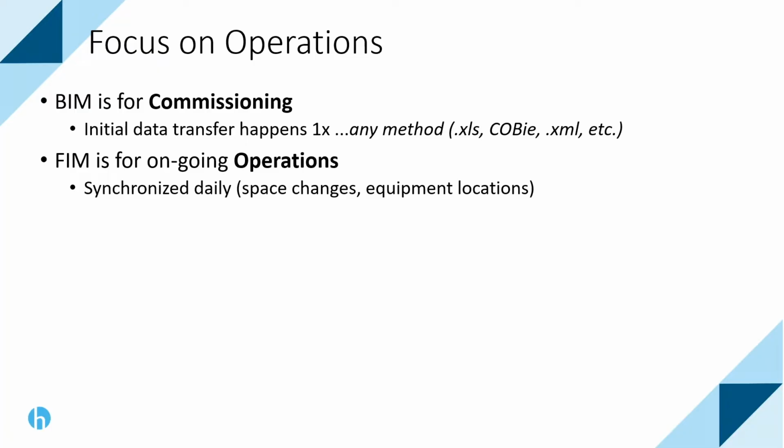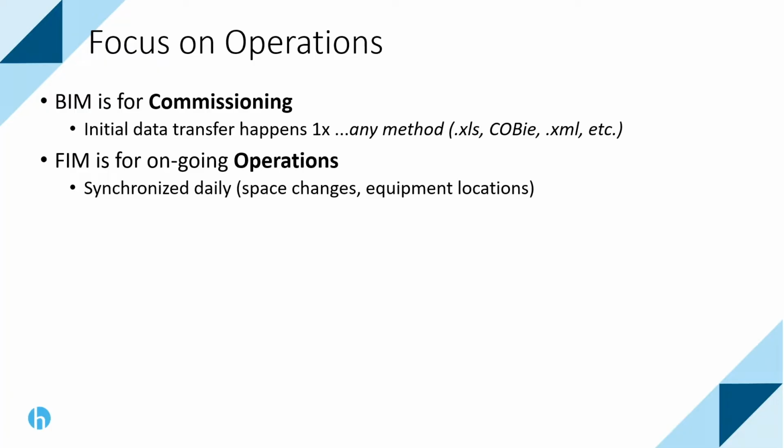But commissioning is only one step. After commissioning, after you get all that great data out of the model into your FM system, what's left in the model that's used for FM is much less than you need from the BIM. So this is where your FIM comes in, facility information model. You want to create a model that you're going to be using for operations.